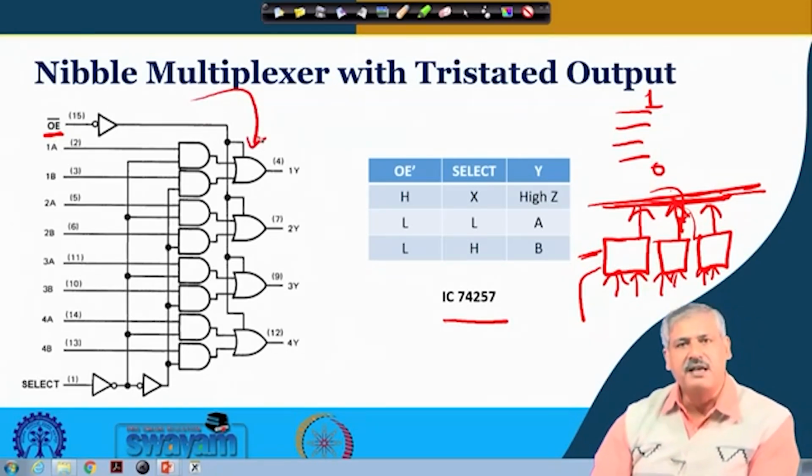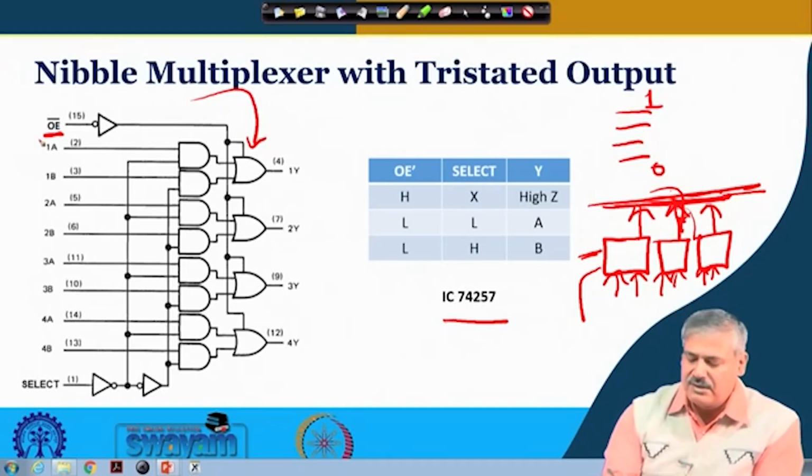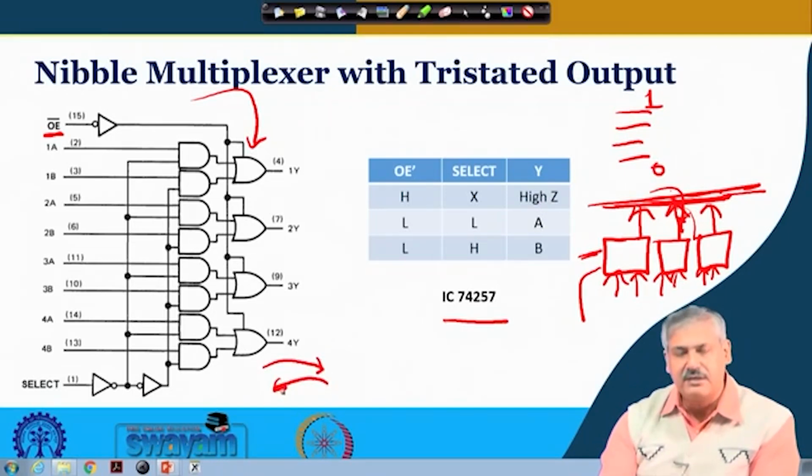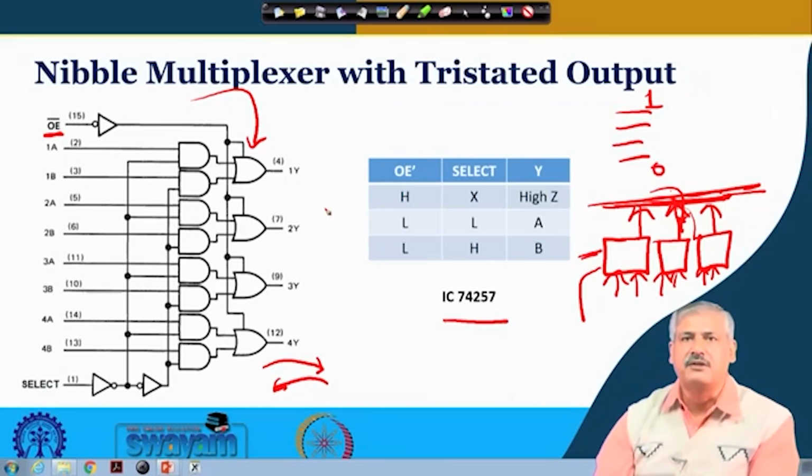It is just tri-stating the output. That means if this is high, then irrespective of what is selected, the output will be at high impedance. So neither will it send anything nor will it take anything from the external electrical circuitry it is connected to. Only when it is low, the output will follow the basic multiplexing operation, as a nibble multiplexer.